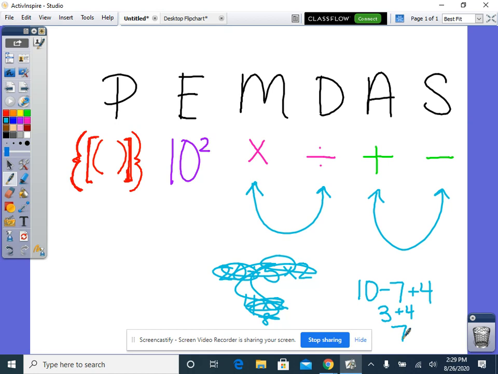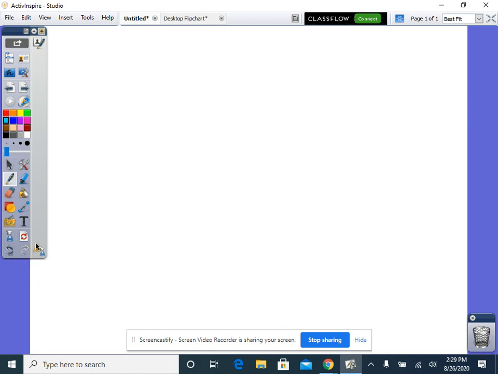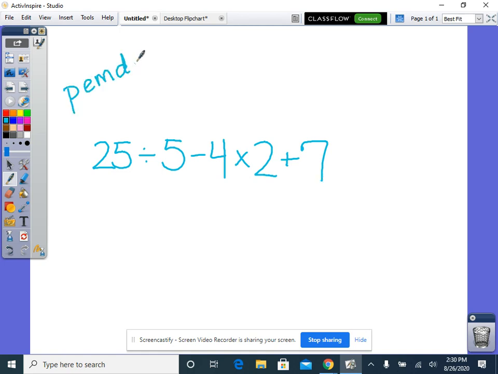So let's say I'm going to erase this. Let's say that I have 25 divided by 5 minus 4 times 2 plus 7. Okay, PEMDAS says parentheses first, there's no parentheses. Exponents next, there's no exponents. Notice how I'm marking out each letter as I use it. That will help you stay on track.